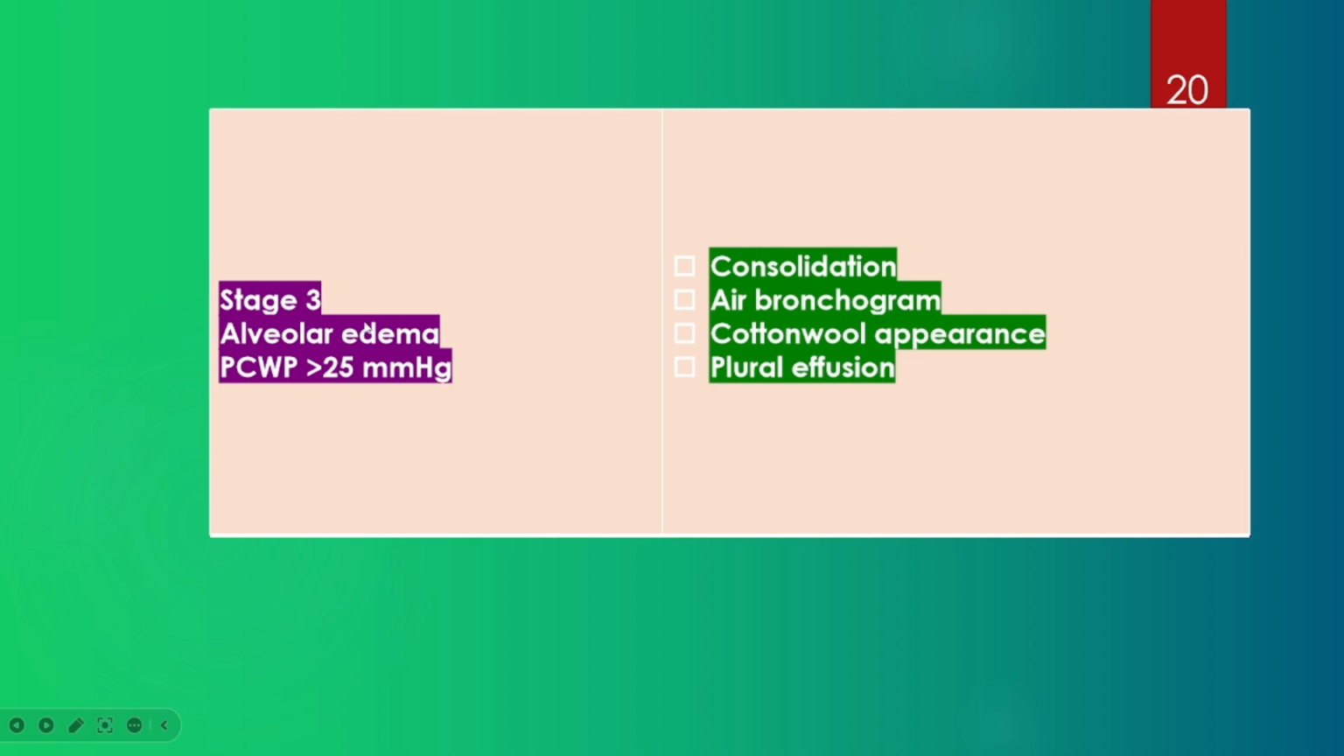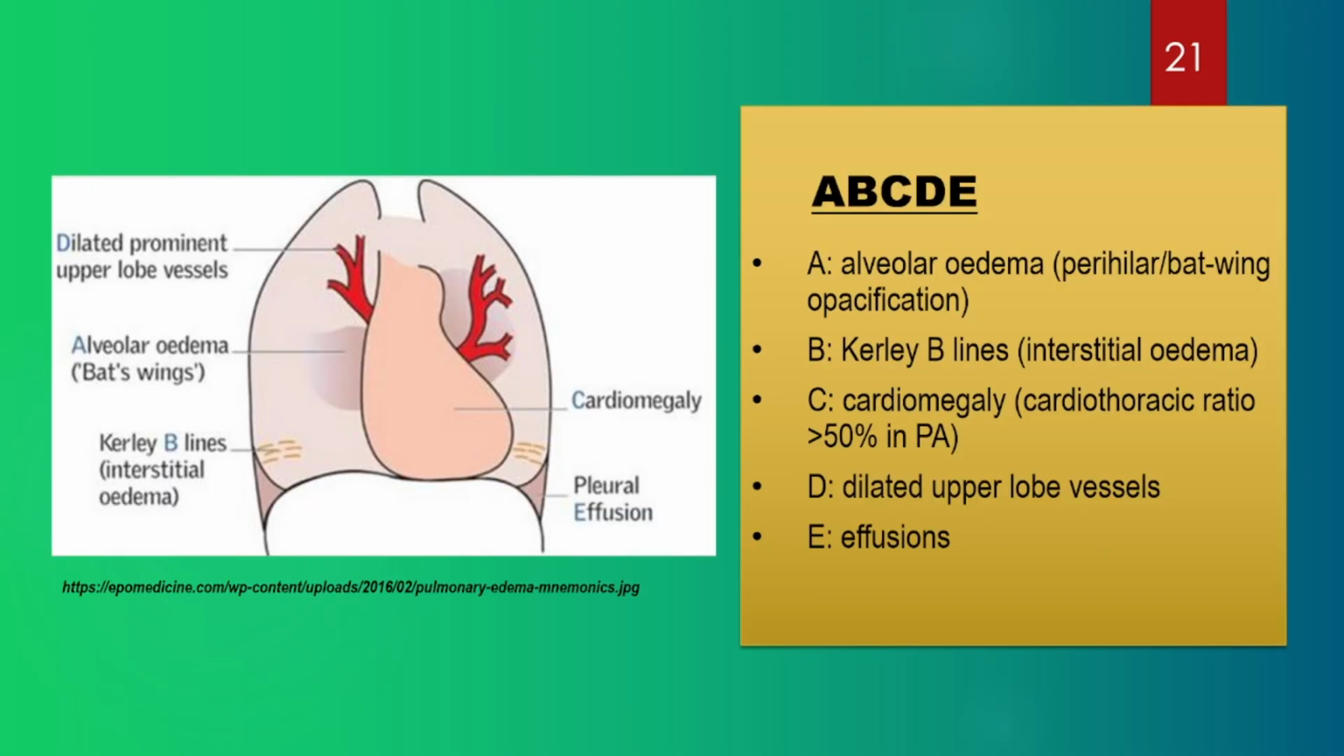In summary, in stage 3, with pulmonary capillary pressure more than 25 millimeters of mercury, we will be able to see consolidation, air bronchograms, cotton wool appearance and pleural effusions. Because you all like mnemonics, the favorite ABCDE mnemonic can be used to memorize the chest X-ray appearance in congestive cardiac failure, not in the order of stages.